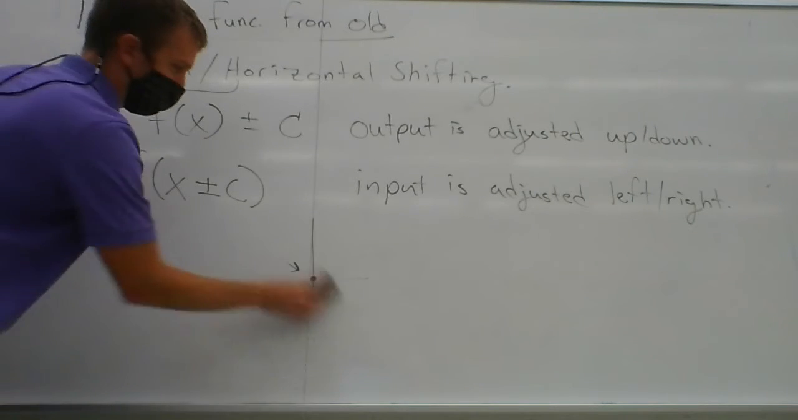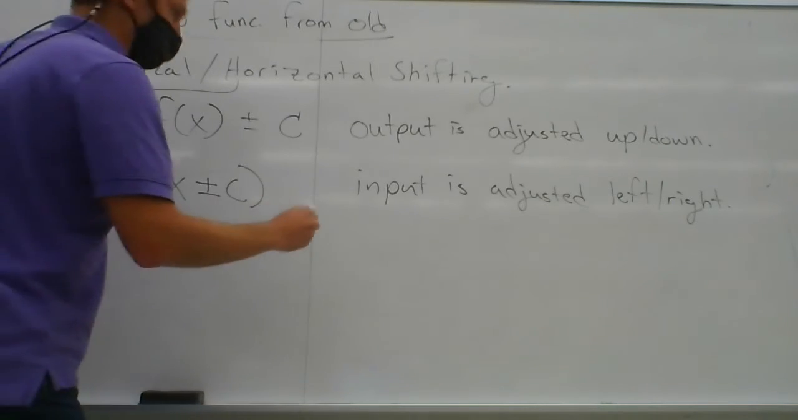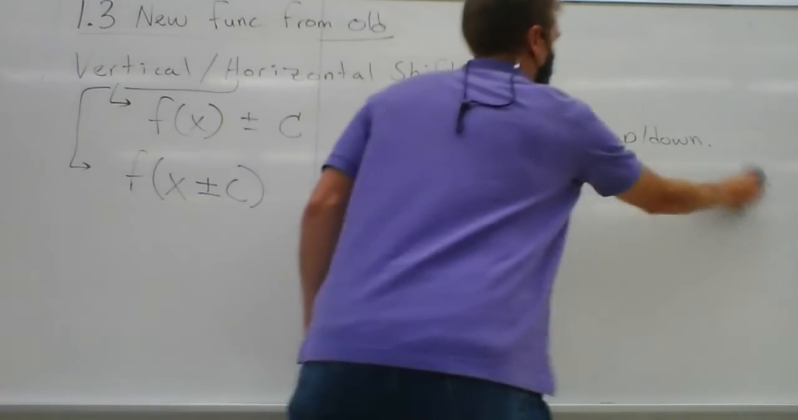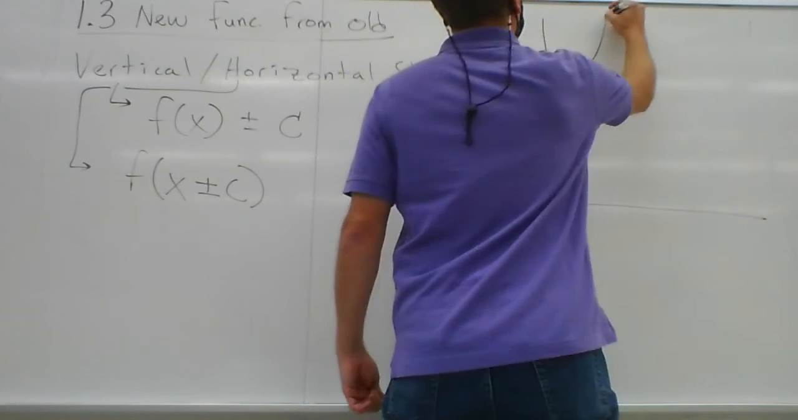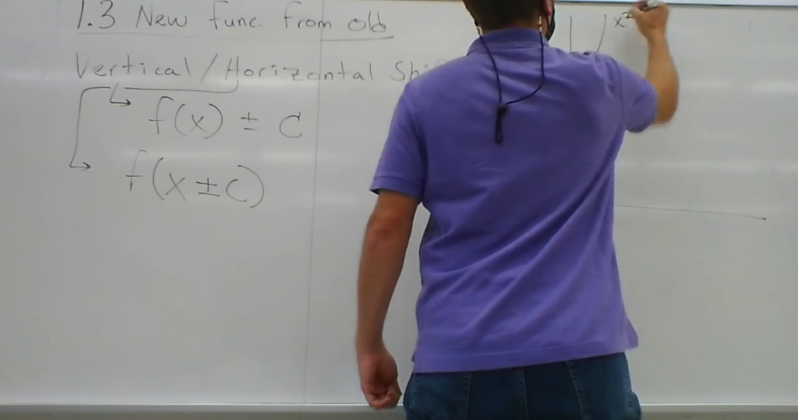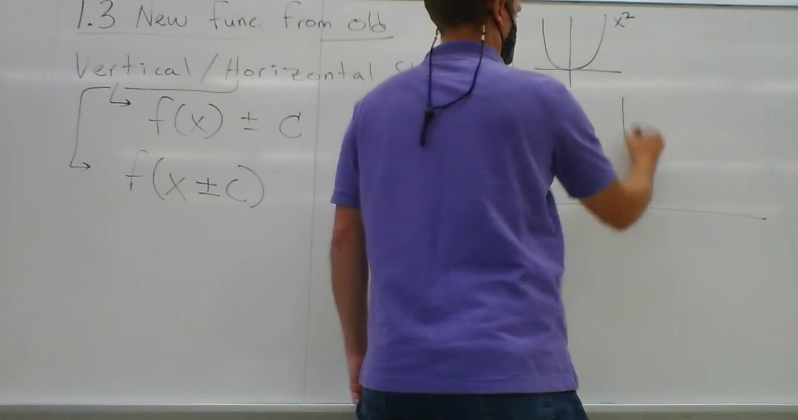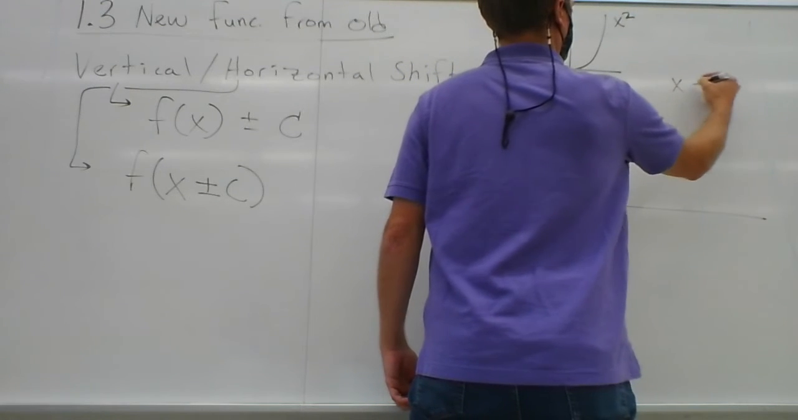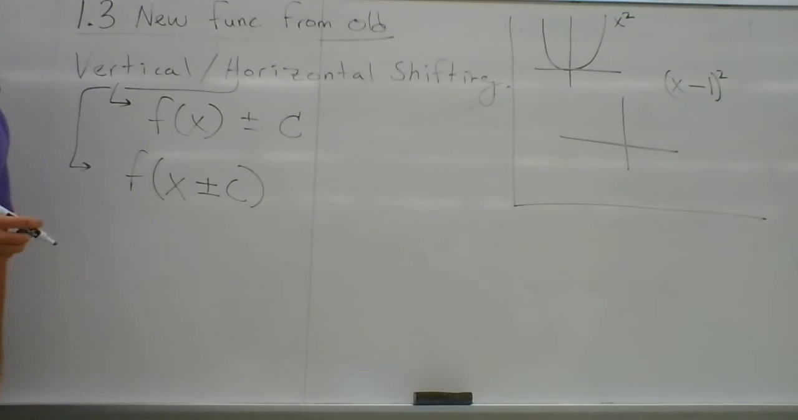So, I'll give a concrete example of that. Yeah, so we'll take the graph of x squared. And then we'll adjust it, let's say by 1. I haven't graphed it yet, but I've subtracted a positive number. I subtracted 1 from the input prior to evaluating anything.